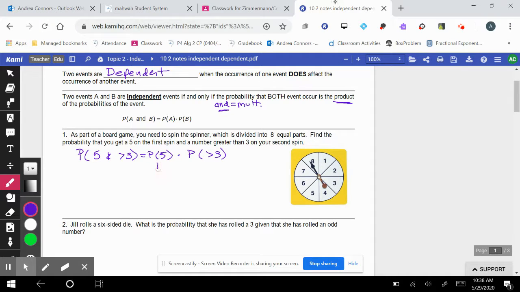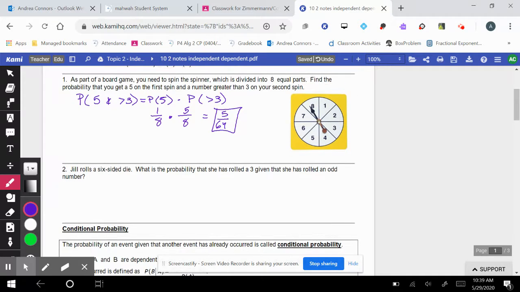So getting a 5 would be 1 out of 8 because you have a 1 out of 8 chance to get a 5. And then a number greater than 3 would be 4, 5, 6, 7, 8, so 5 out of 8. And then you multiply them. So 1 over 8 times 5 over 8. Math 1, enter, would be 5 out of 64. And again, you can also just multiply your fractions across. Any questions on that? If so, make sure you Zoom us later.